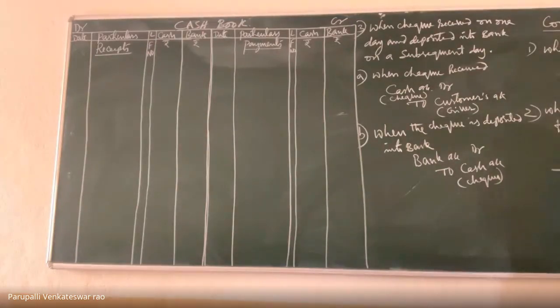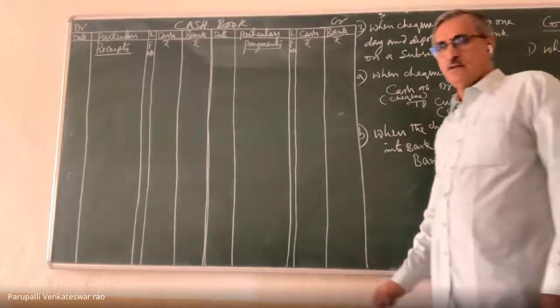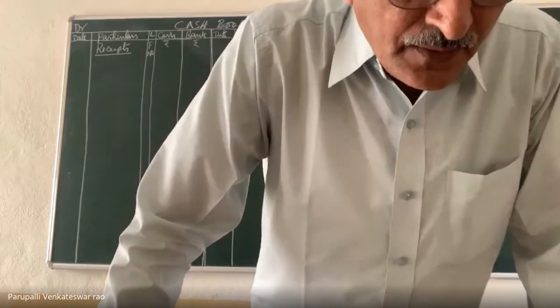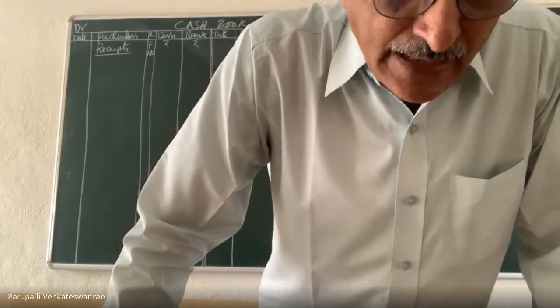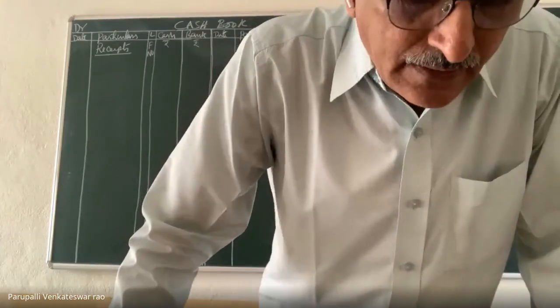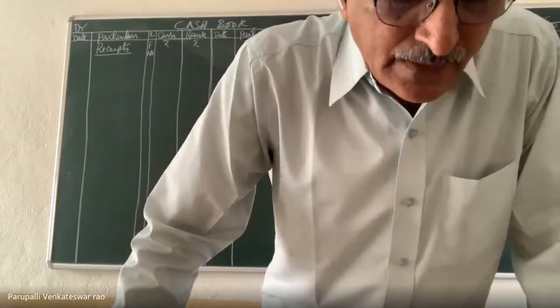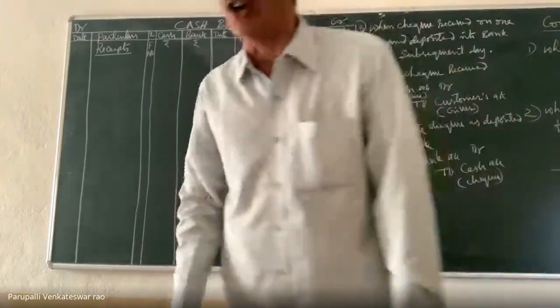Now, what does the problem say? Balance in hand: cash in hand is 250, cash at bank is 3,500. It is on January 2019.